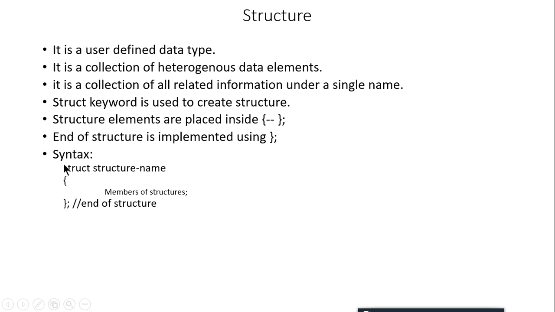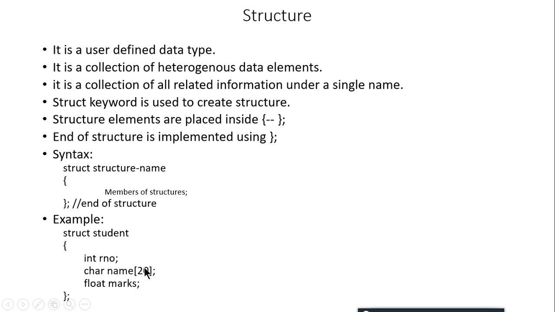This is the syntax. What you'll do is type struct, then write the name of the structure followed by curly braces. Inside the curly braces you will have your members, and you will end the structure using curly braces and a semicolon. So this is the syntax of a structure, and let's study the example.